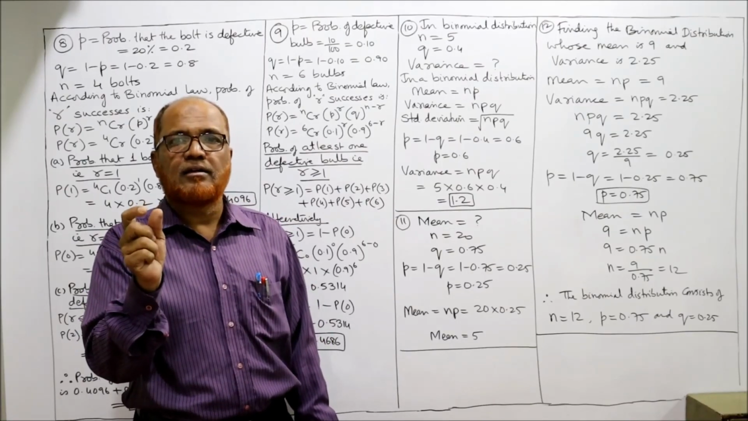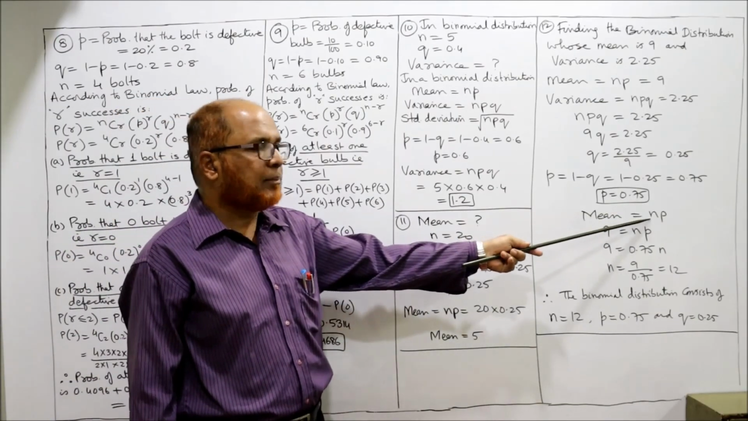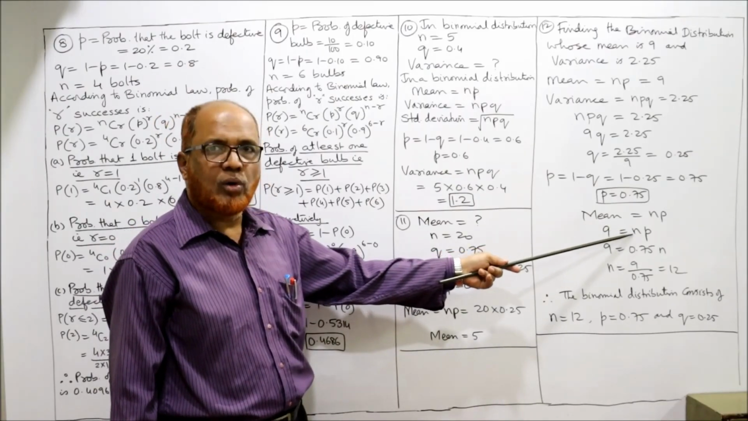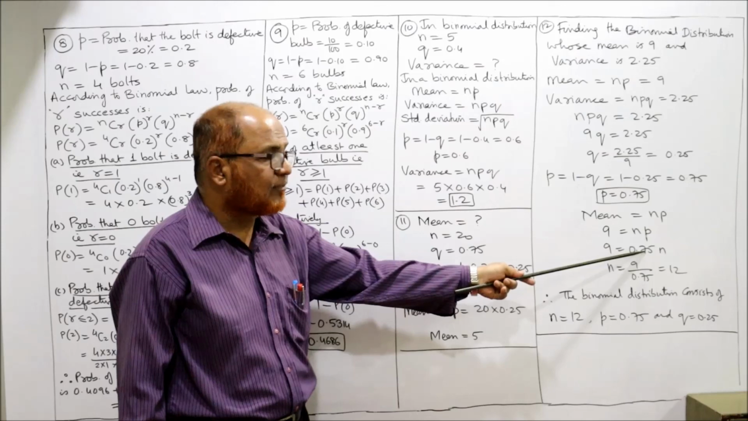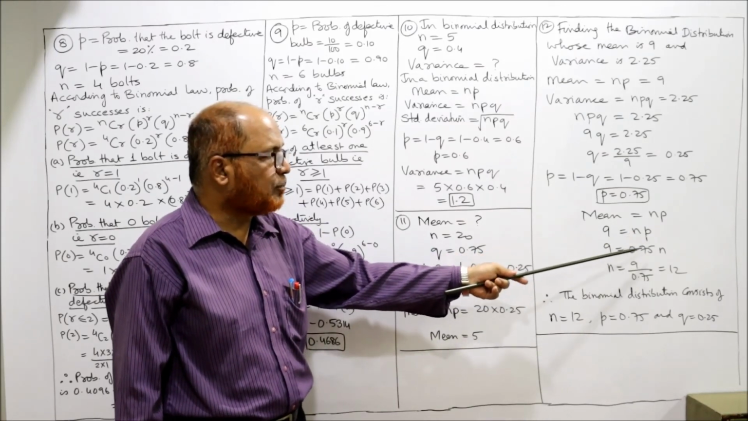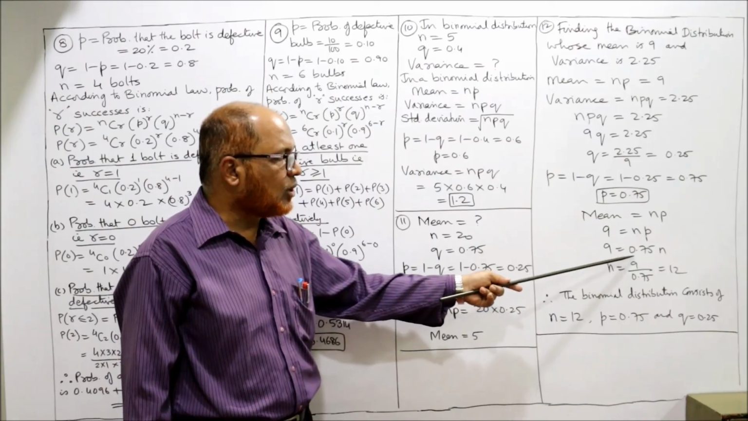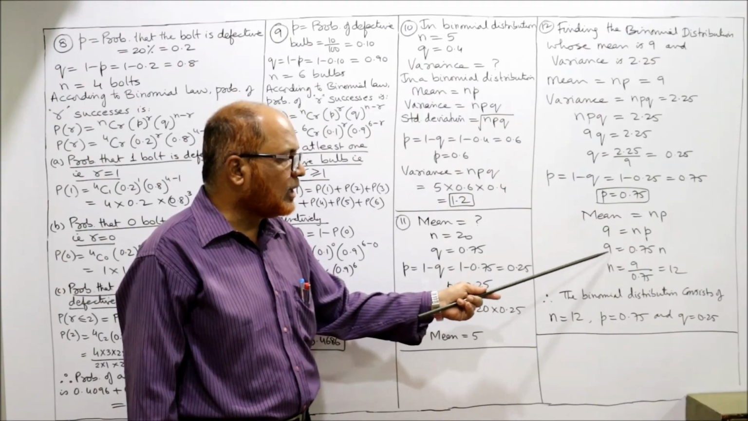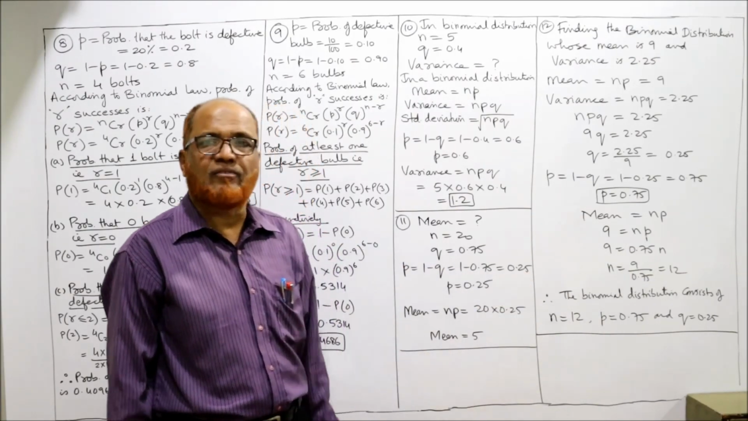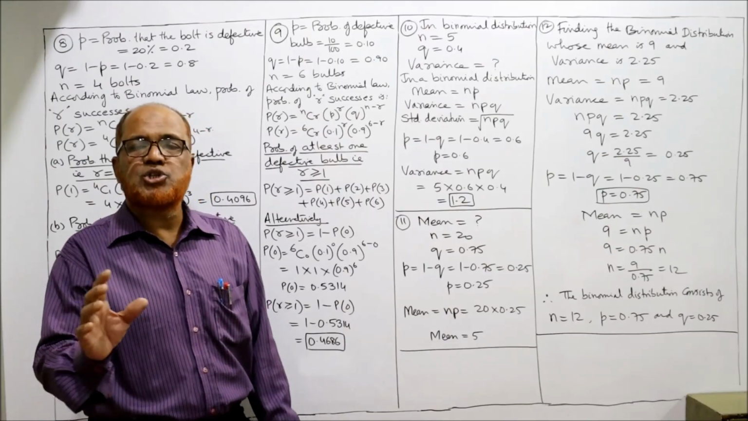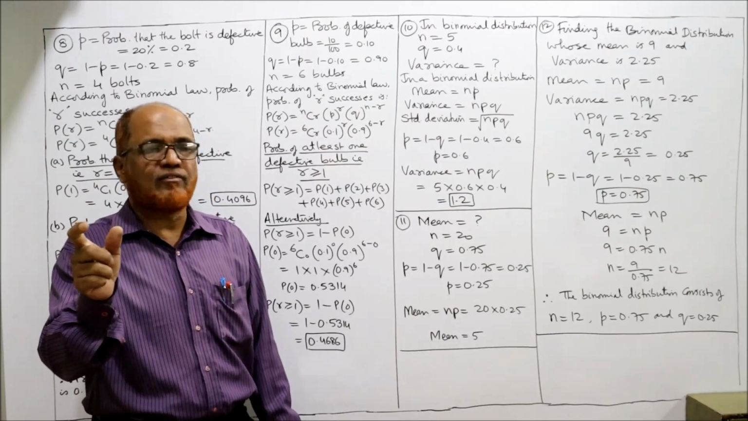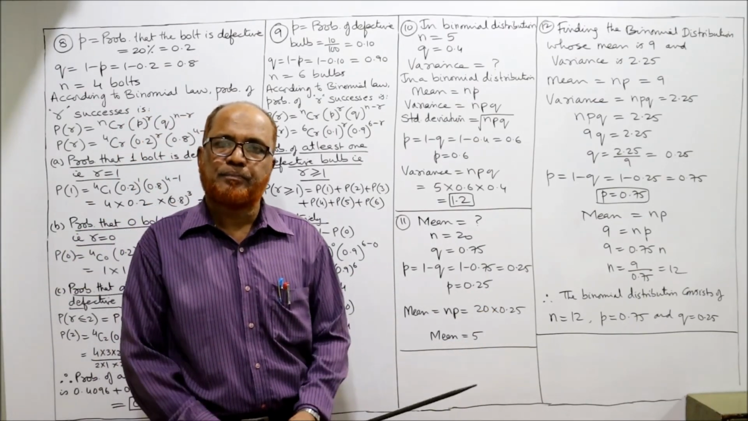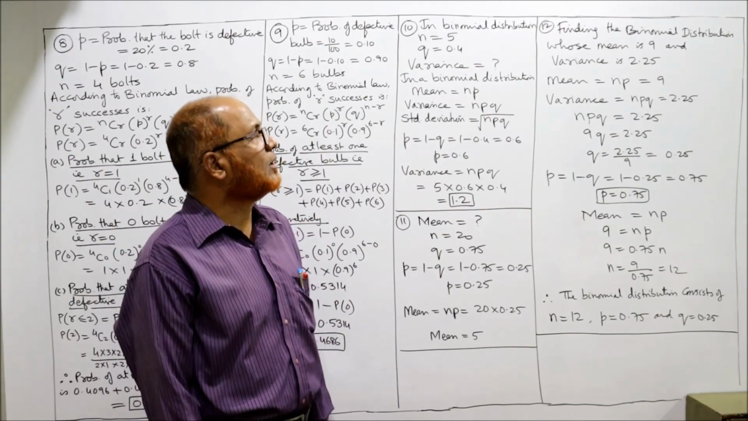Now we need n. n is not given. The formula for mean is np, and mean is given in the problem as 9. In place of mean I am writing 9. n we don't know, but p we have just calculated 0.75. So in place of p I am writing 0.75. So 9 is equal to 0.75 into n. Now bring this n to this side. So n is equal to 9 divided by 0.75, you will get 12. So the binomial distribution consists of n is equal to 12, p is equal to 0.75 and q is equal to 0.25. That's all. This is problem number 12.